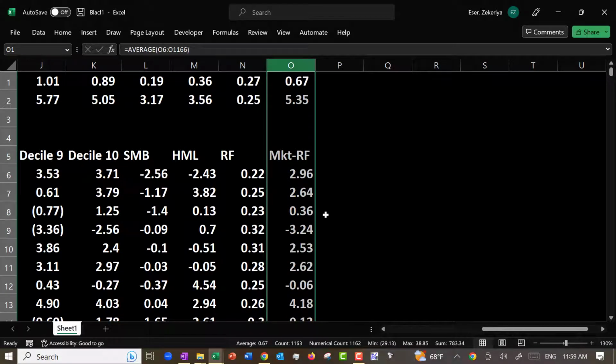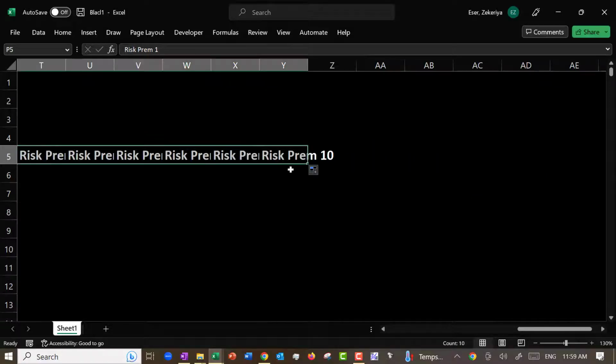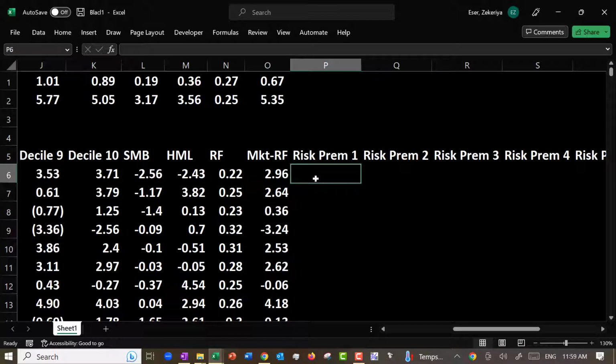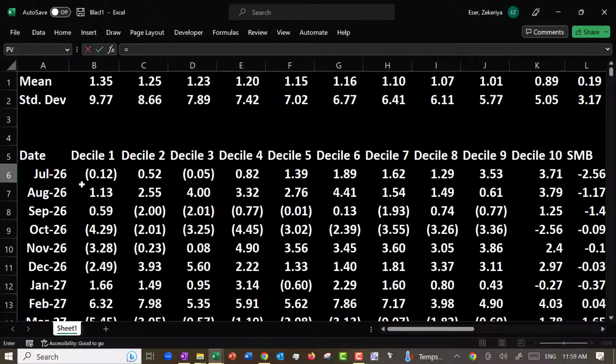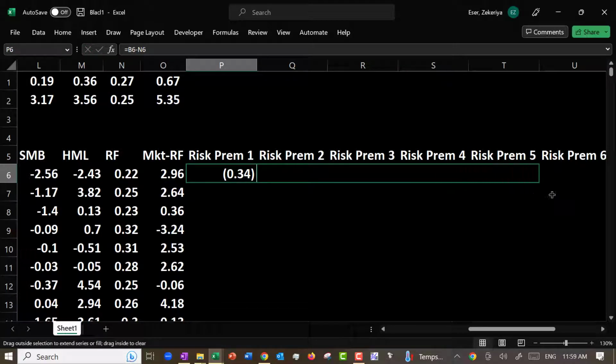So let's call this premium 1 up to 10. I'm going to take the return of this L1 portfolio minus the return on the risk-free rate, calculate it for all of them, and fill that in.